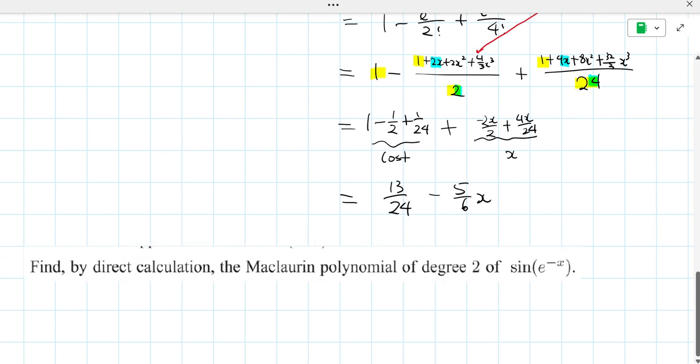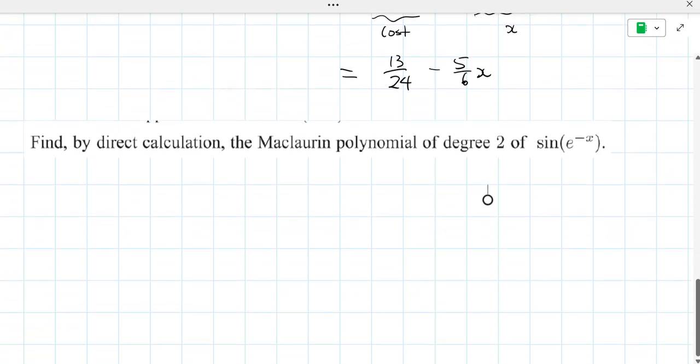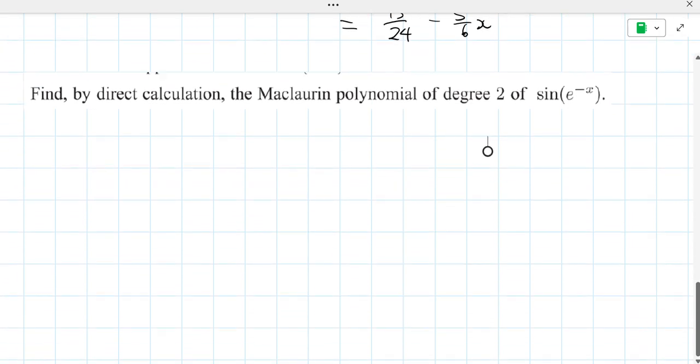So why don't we try this question as a quick review? Find by direct calculation the Maclaurin polynomial of degree 2 of sine of e to the power of negative x. It already looks very, very confusing. But I'll start with the innermost part, and then I'll start applying it to the higher degree functions, or the more outer shells.